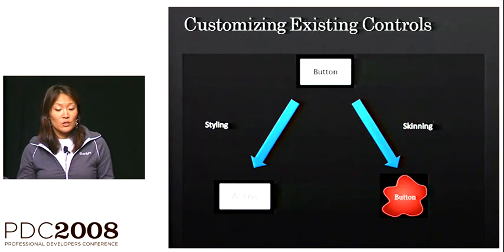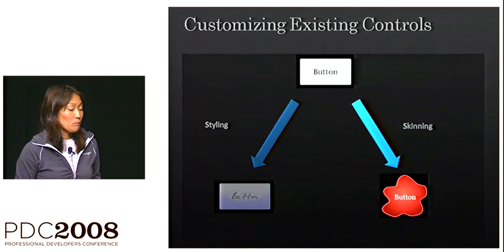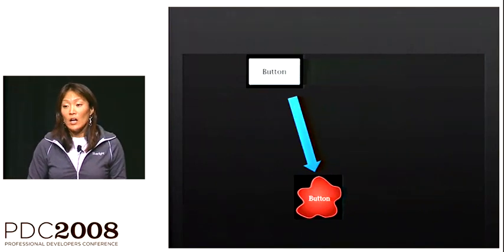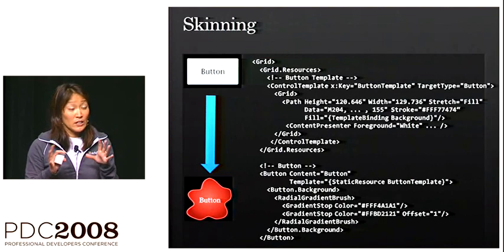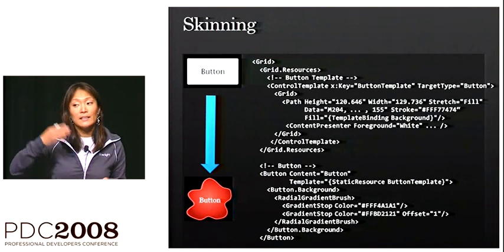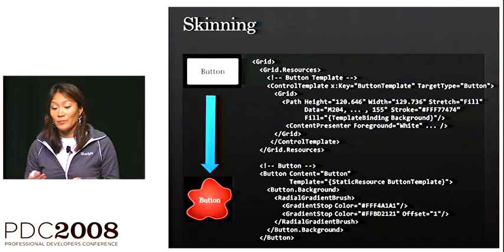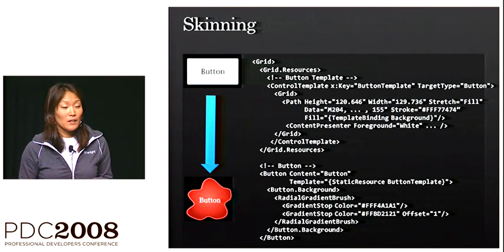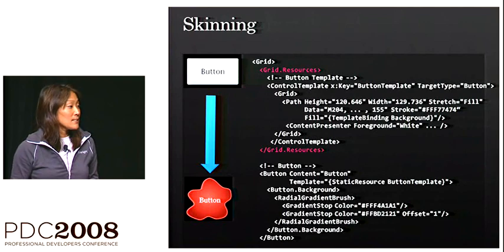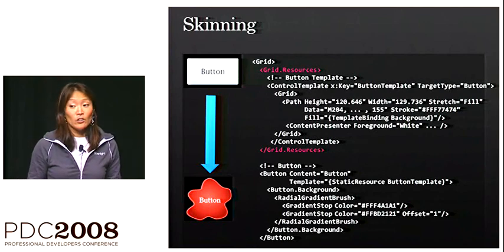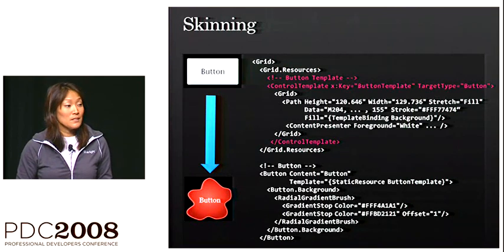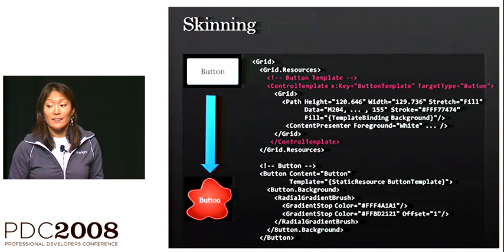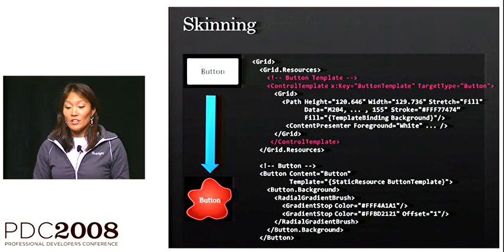On the other end of the spectrum is, of course, skinning. Skinning is a way for you to, instead of making minor characteristics changes on your control, to actually completely replace the look of your control. So here I'm doing that with something called a control template. Inside of my grid.resources, this time instead of defining a style resource, I'm defining a control template. This control template is also for a button. You can tell that by the target type, and I've also given it a key.